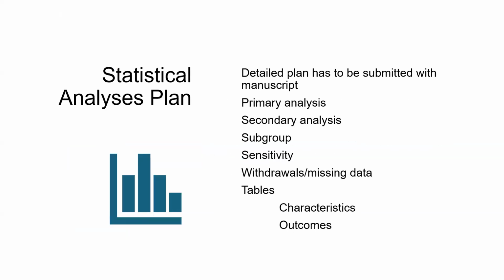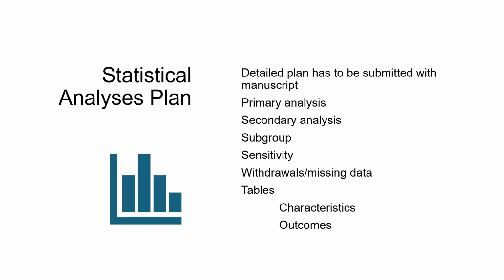In brief, a statistical analysis plan, as I said, is a much more detailed plan about how the data are going to be analyzed. It will include a primary and secondary analysis. If you haven't considered a subgroup or sensitivity analysis, then it can be included as well. It will include such things as how you're going to approach withdrawals and missing data, if you have not approached them already. And it would include the tables.